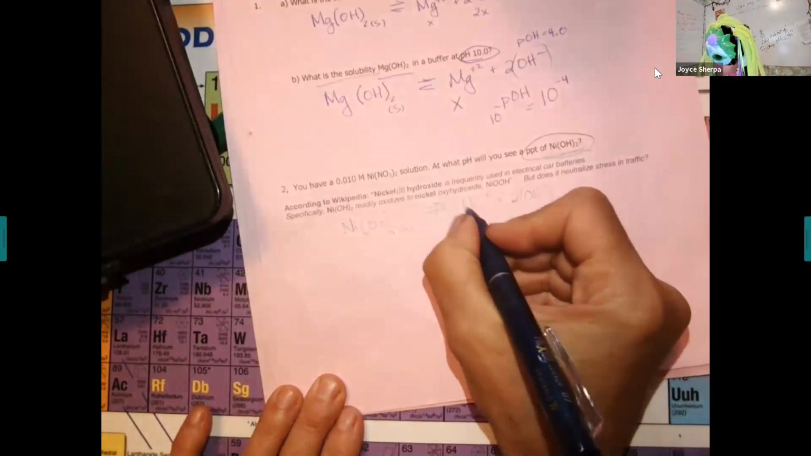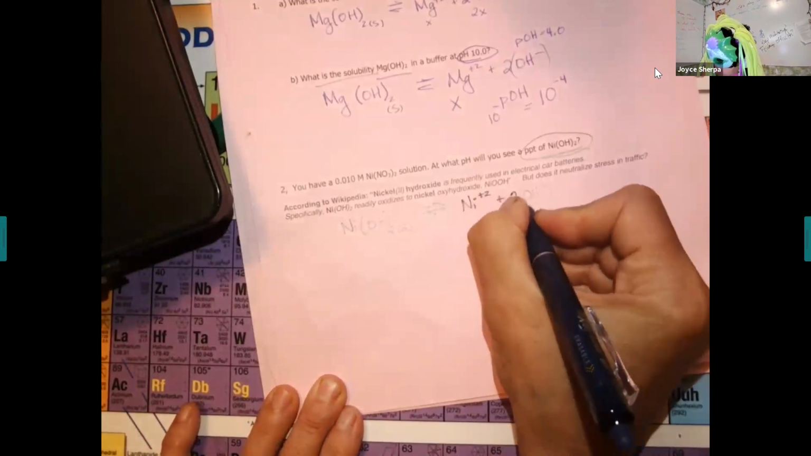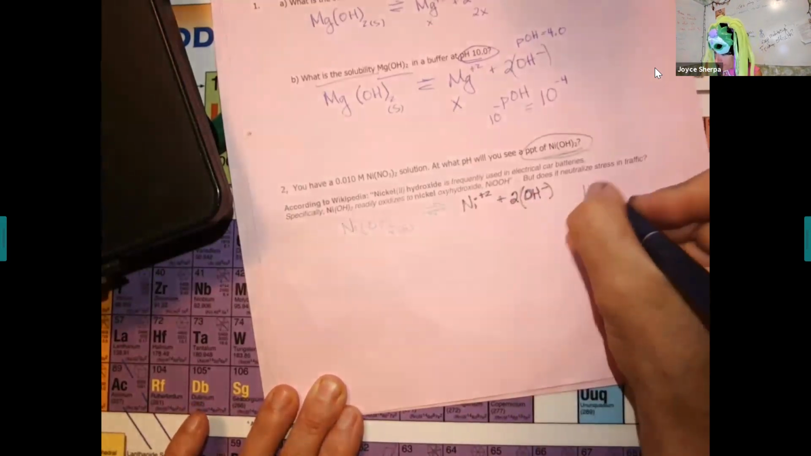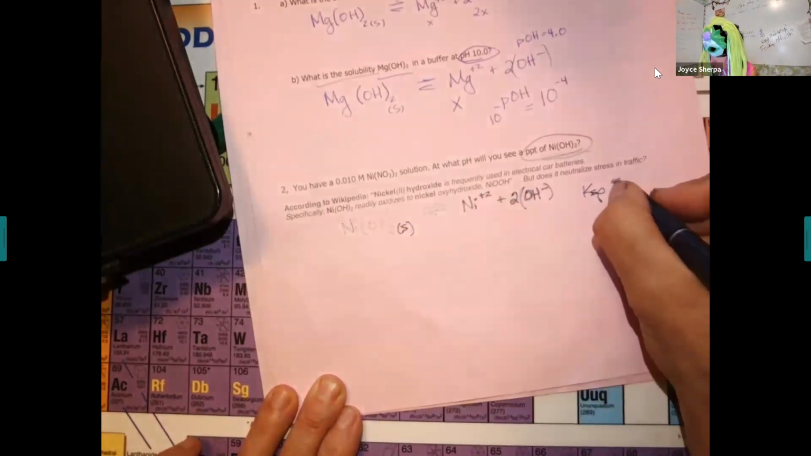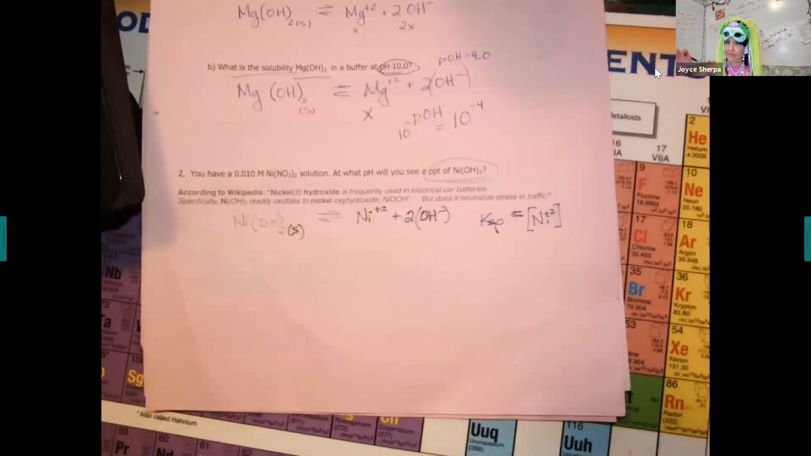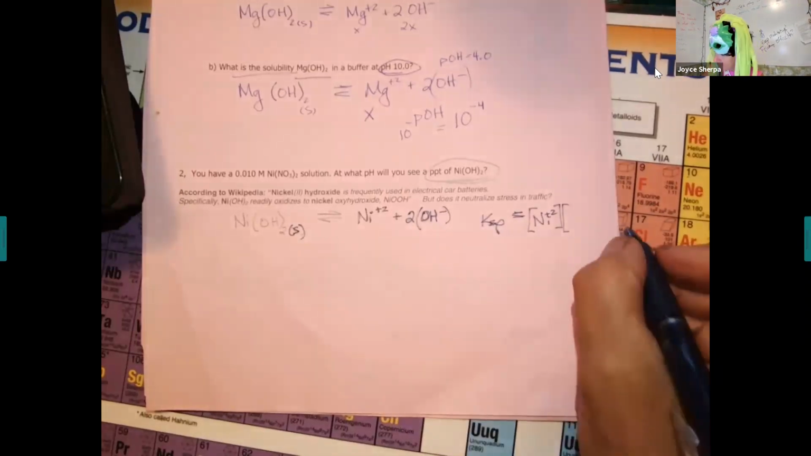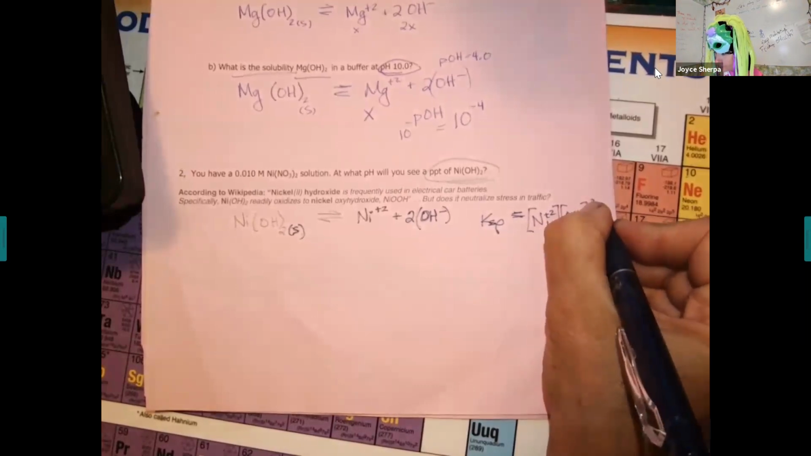You can show your aqueous, but it is always solid to aqueous. Always start by writing your equation and then also write your KSP expression. So we ignore the solid, so it's just going to be the ions. And this is really the key to these. It makes it much simpler. So the 2 does not go inside the parentheses. The 2 becomes the exponent.